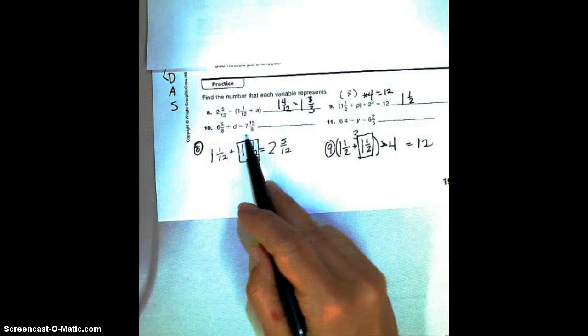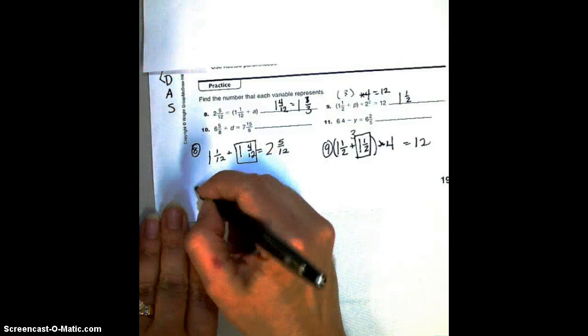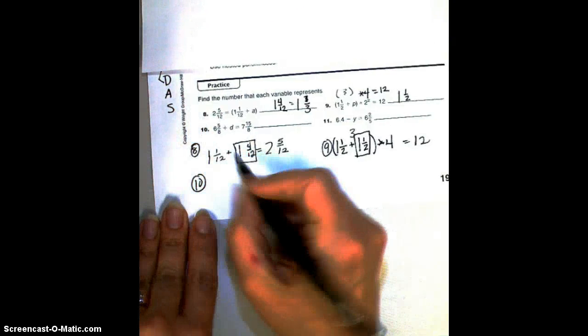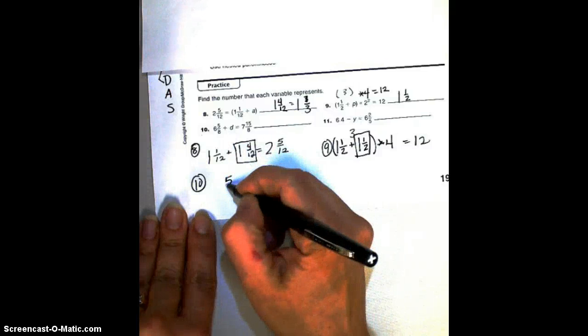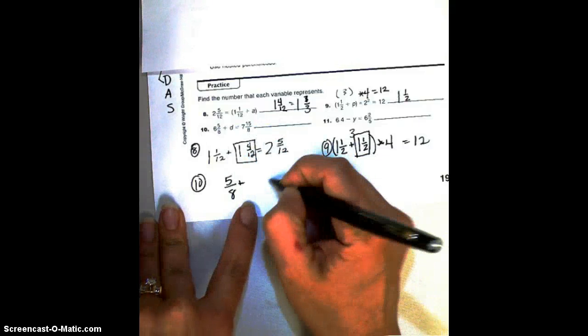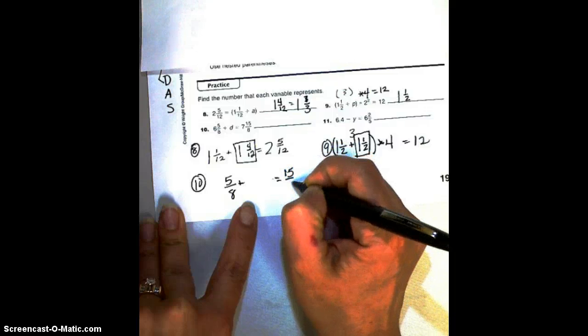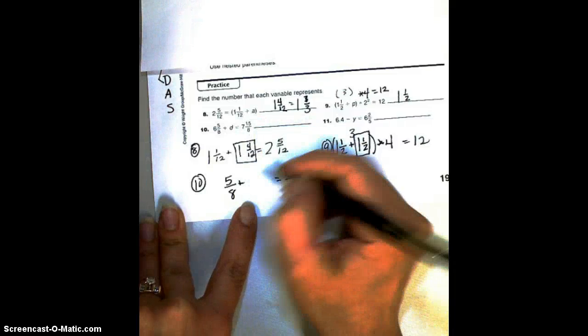Number 10, one of those fraction ones again. So I'm going to just rewrite it down here. I'm going to look at just the 5/8 first. What do I need to add to 5/8 to get it to 15/8 on the other end? Well, I would believe that would be 10/8.